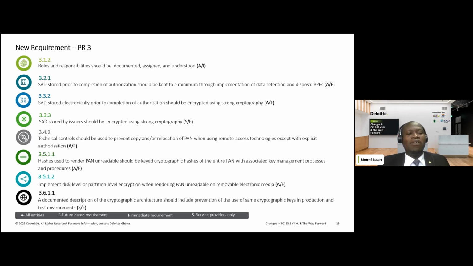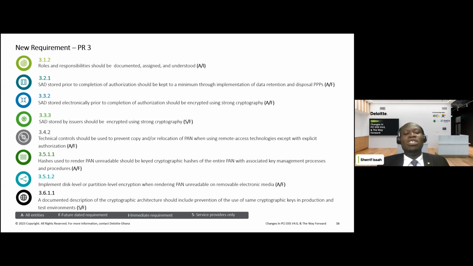Then 3.5.1.1 says that hashes used to render PAN unreadable should be keyed. They should be keyed cryptographic hashes of the entire PAN, with associated key management processes and procedures. Then 3.5.1.2 says there's a need to implement disk-level or partition-level encryption when rendering PAN unreadable on removable electronic media.